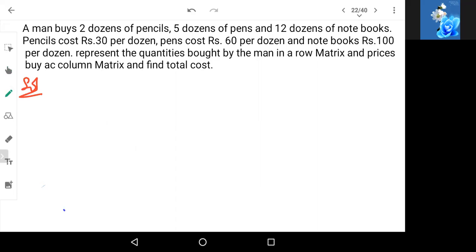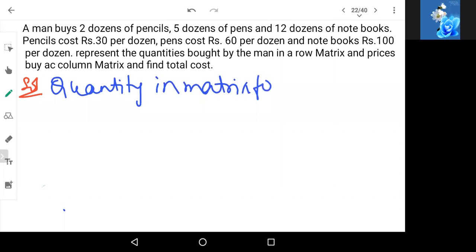Solution. So first we have to take the quantity as a row matrix. Yeah, very good, Imran. So quantity in matrix form, that is nothing but 2 dozens of pencils, 5 dozens of pens, and 12 dozens of notebooks. So this is the quantity. And then prices in the column matrix.